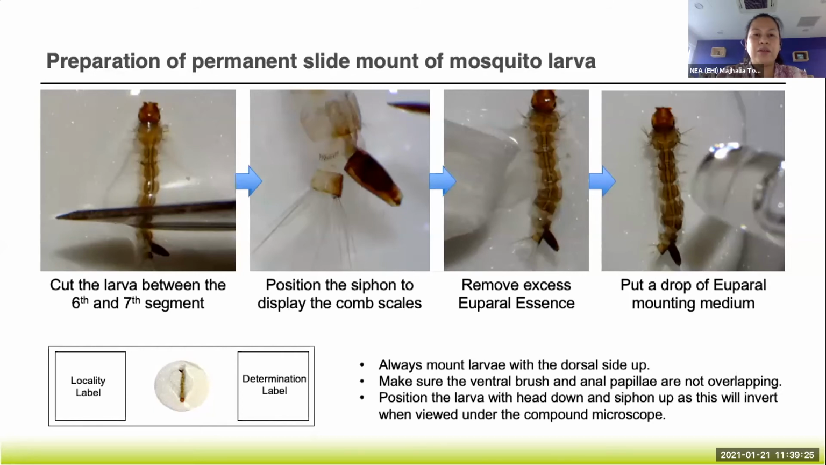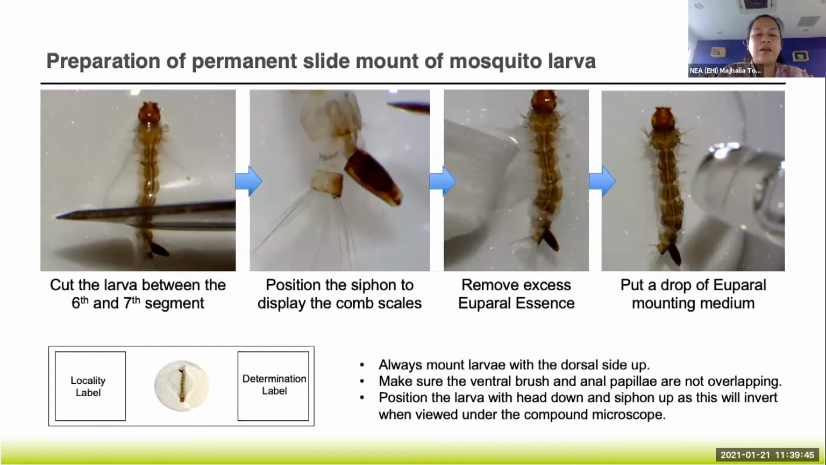And the determination label will include the species that you found, what species that larvae is, and who identified it and when it was identified. So usually it is recommended that you put your larvae dorsal side up.